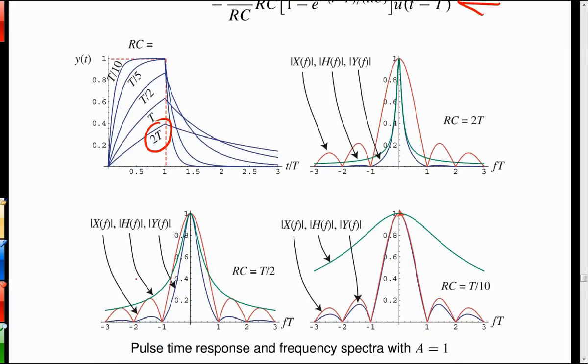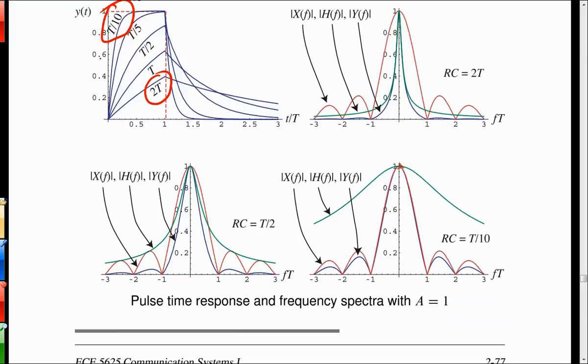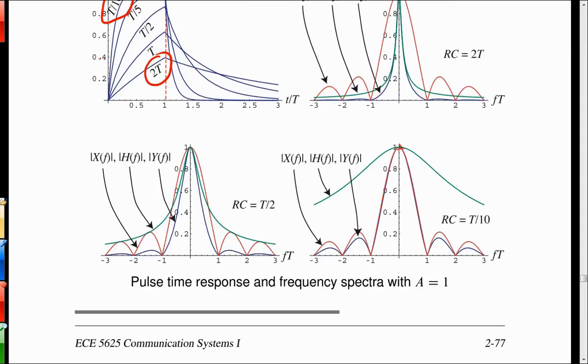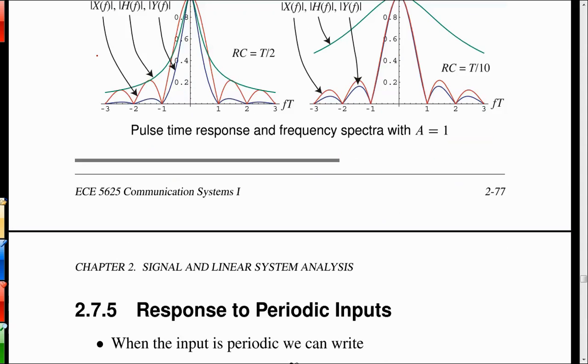The second example, though, is the other extreme where RC is the pulse width divided by 10. So your time constant is only 1/10 of the pulse width. So now the spectral shaping that the filter throws on is much wider. It's the green one compared to the red. And what comes out of the filter is very minimally shaped by the filter, and you're getting a fairly fast rise time going on there. You've seen all this stuff before, but you haven't looked at it maybe recently, so that's why I'm just sort of going through it like that.